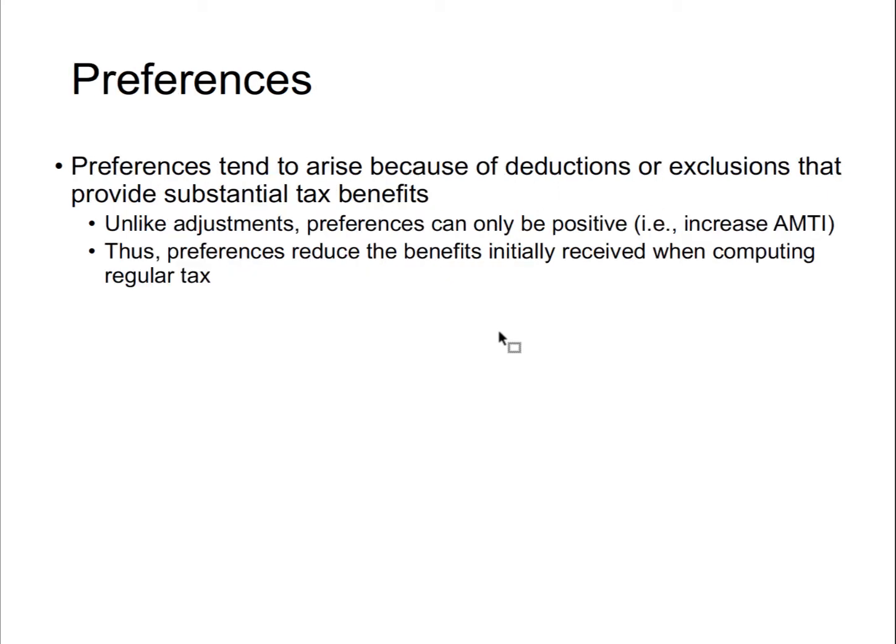Let's talk about preferences. So preferences are always added back, and usually preferences tend to arise because of deductions or exclusions that provide substantial tax benefits, mostly to the very wealthy. Again, a perfect example is municipal bond interest a lot of times. There's certain municipal bond interest that usually benefits the very wealthy. So unlike adjustments, preferences can only be positive, and preferences reduce the benefits initially received when computing regular tax. So they create more taxable income for AMT purposes, the alternative minimum taxable income. It goes up when you're calculating that through preferences.